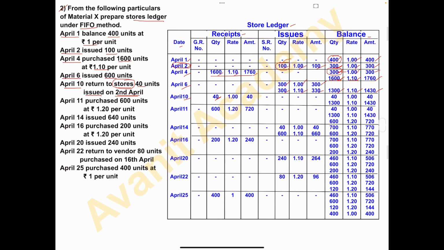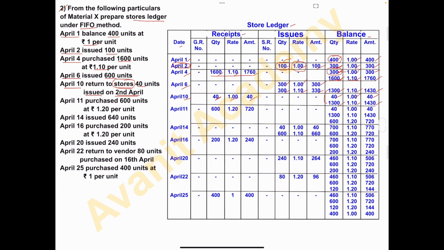Now we have to write the rate. For that, what do we have to do? This is the 2nd April rate. We issued 100 units and the rate per unit is rupee 1. So we'll take this rate here in receipts. Write here rupee 1. Issues column nil. Now write the balance. First we'll take this returned goods, that is 40 units. Rate per unit is 1 and the total amount is 40. Next we'll write the previous stock, that is 1300. Write this one here, 1300 at rupees 1.10 and 1430.